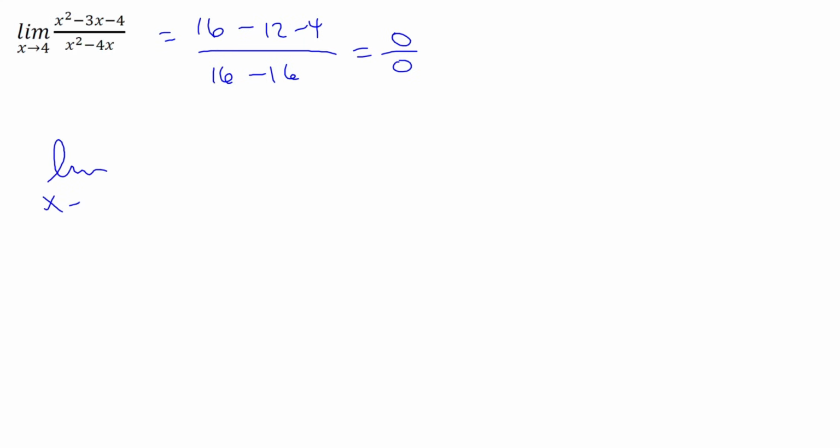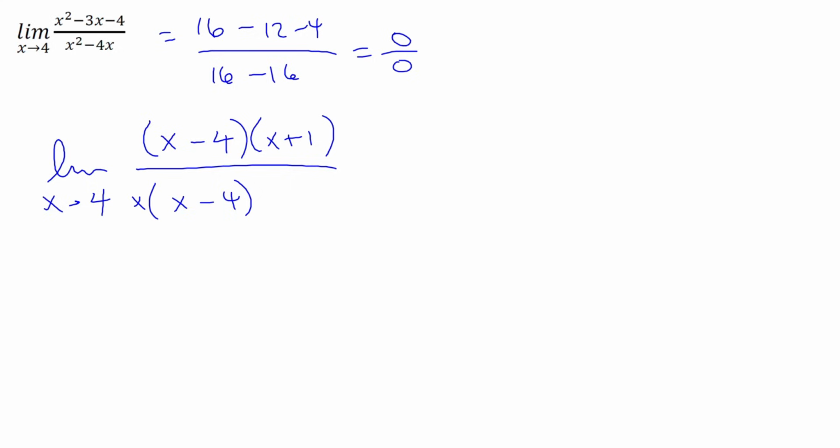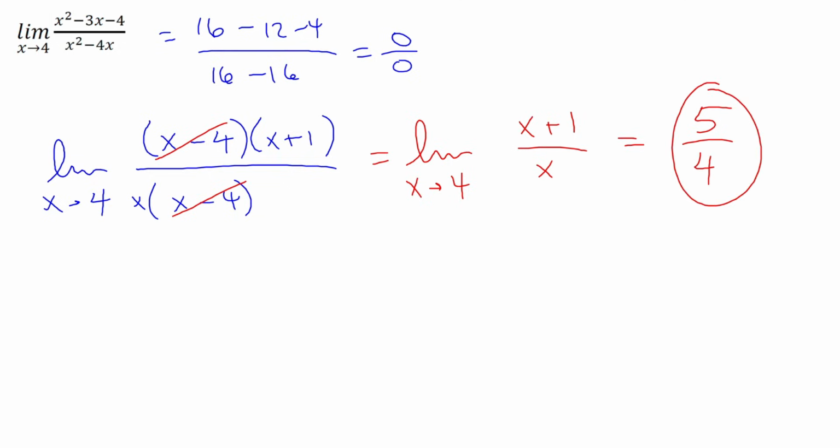So this becomes a limit as x approaches 4 of x minus 4 times x plus 1 over x times x minus 4, if you just factor the x out of that. So we're just left with the x minus 4's canceling, giving us a limit as x approaches 4 of x plus 1 over x. Well, if we plug in 4 to that, we get 5 over 4.